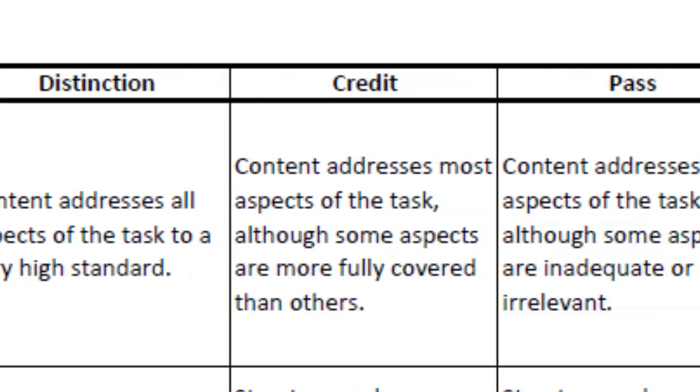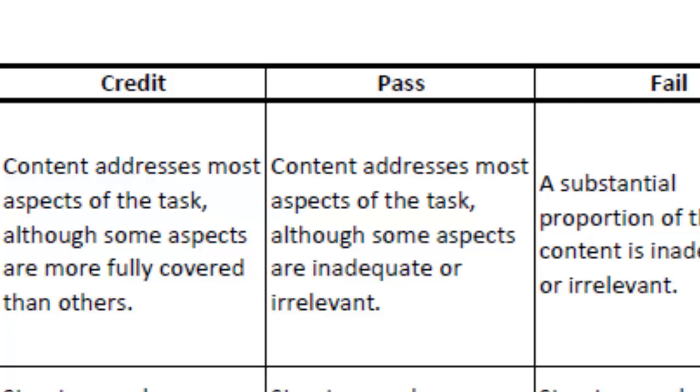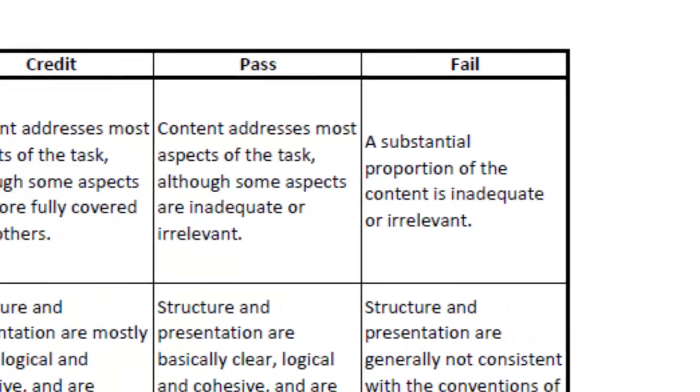A credit means that you've addressed most aspects of the task, but some aspects might be more fully covered than others, so one part of the assignment might be better than another. In terms of a pass, it means you've addressed most aspects of the task, but some parts are either inadequate or irrelevant, so you might have gone off topic a bit. Now, a fail means that you've failed to meet the minimum standards for that criterion, and that would mean that some of the assessment is inadequate or irrelevant, or a fairly substantial proportion of it is.